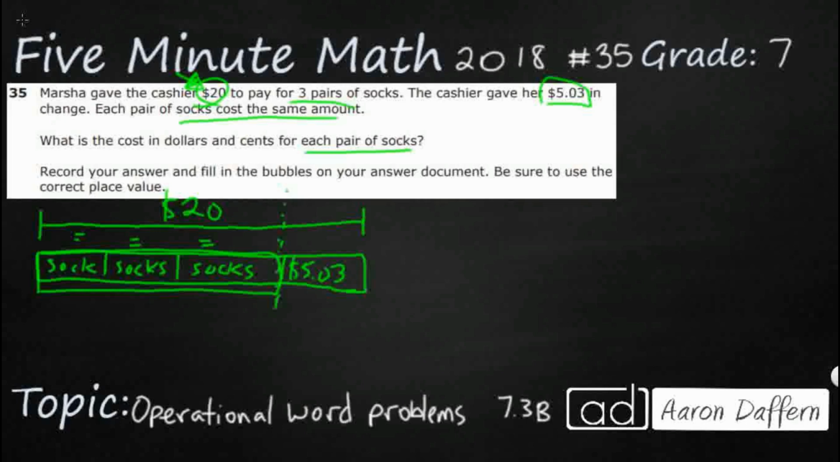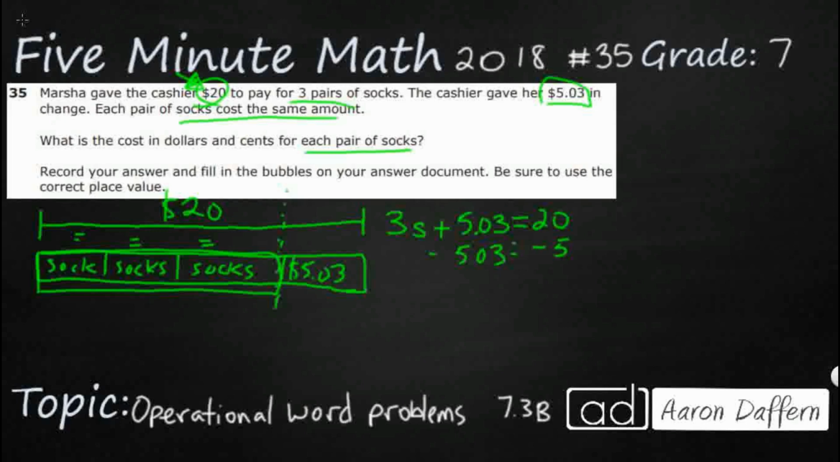So watch, we can even write an equation. We could say 3 times socks, so S is going to be my variable there, plus 5.03 equals 20. Well, we know how to handle that, right? Let's isolate the variable. Let's go ahead and subtract this 5.03. Let's see what we're dealing with without that.